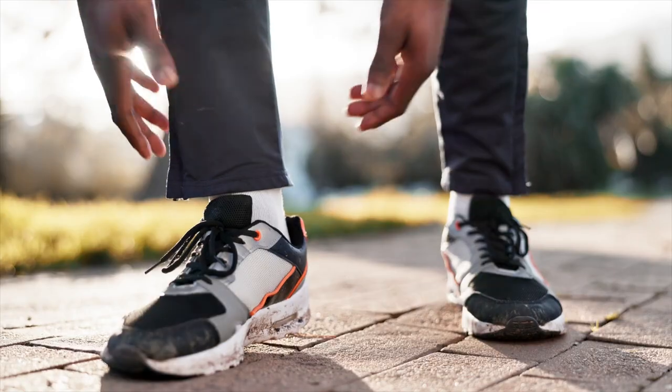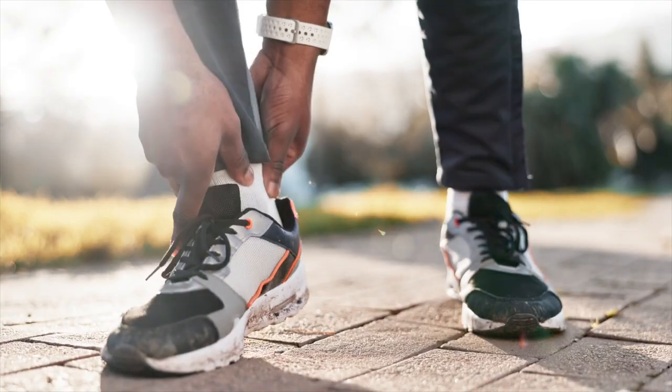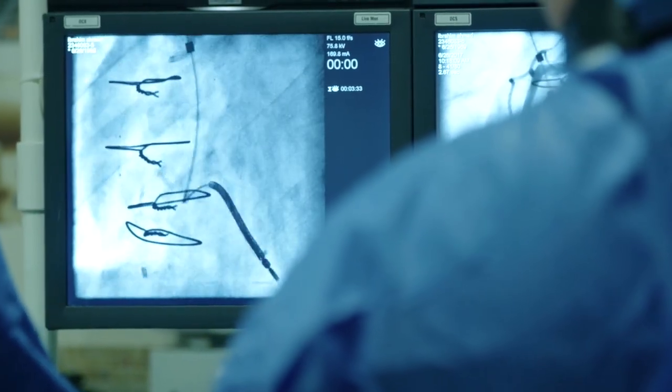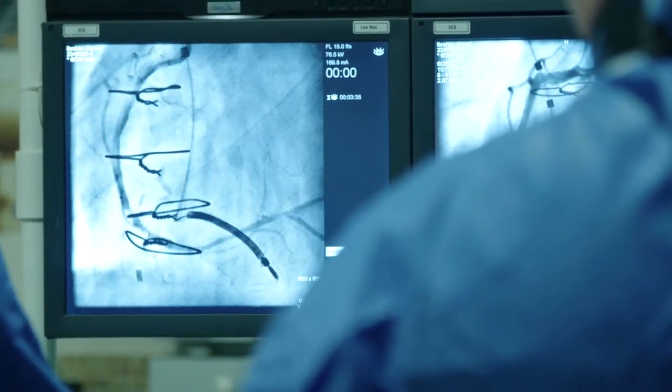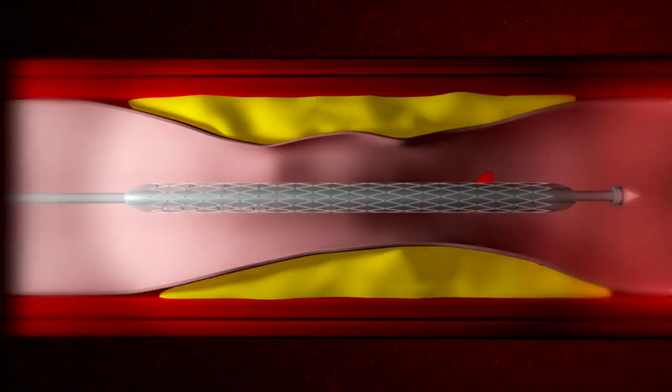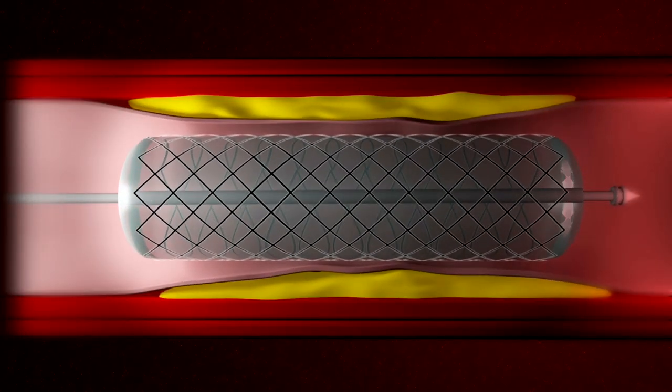claudication, which is pain in the legs with ambulation or with exercise, or in severe cases where the arteries become completely occluded, patients can present with ulcers, lesions, and non-healing wounds of the feet. So what we do is similar to what we do in the heart. We do an angiogram of the arteries of the legs, and then we revascularize, or we open the blockages with balloons and sometimes stents.